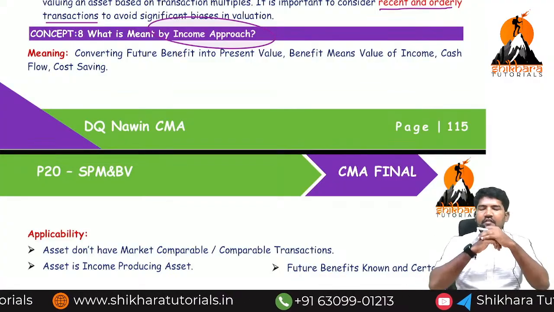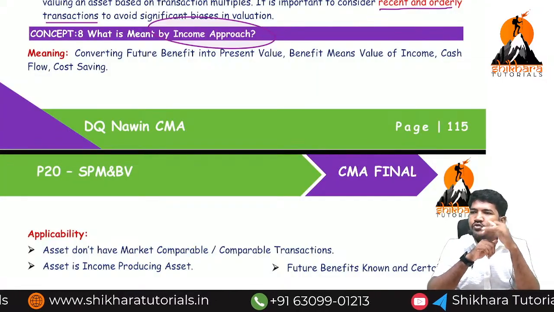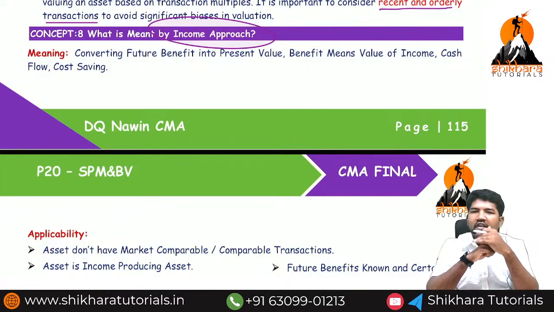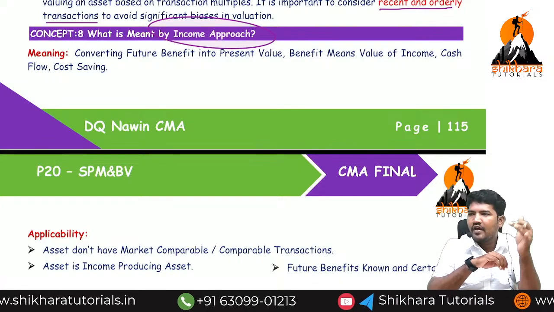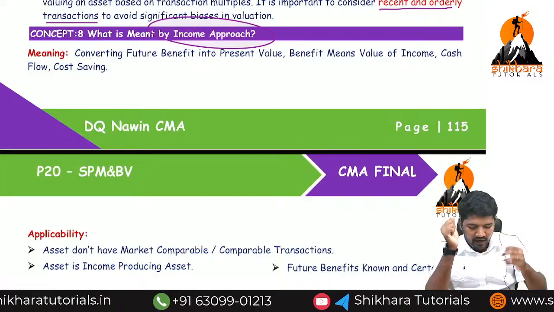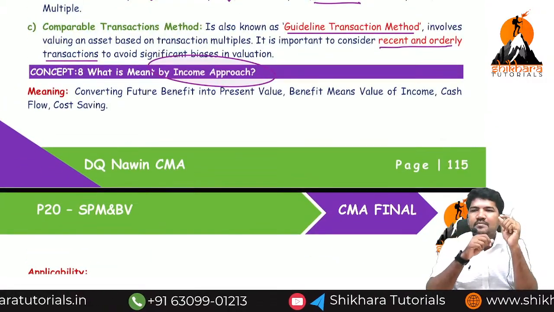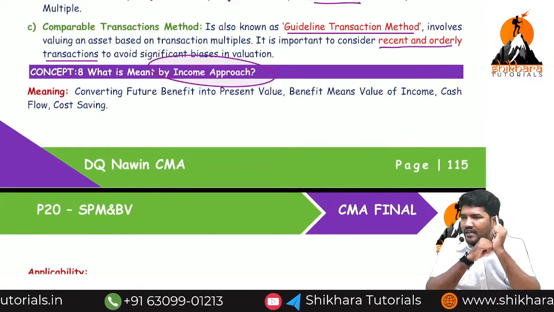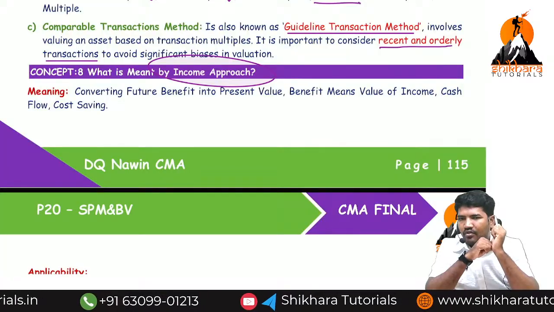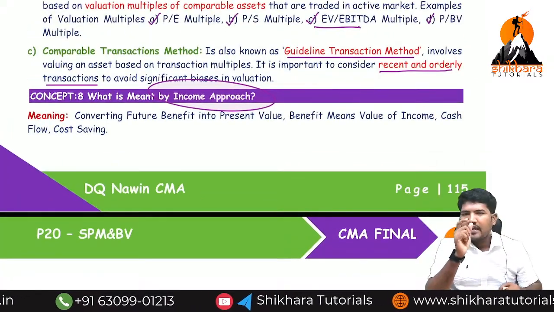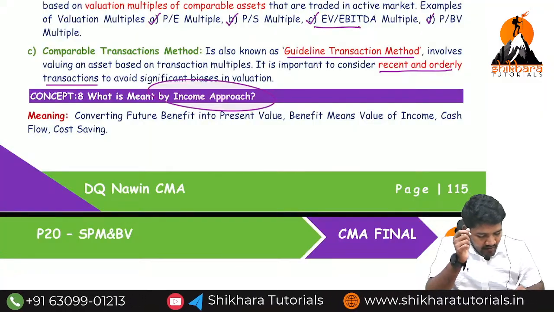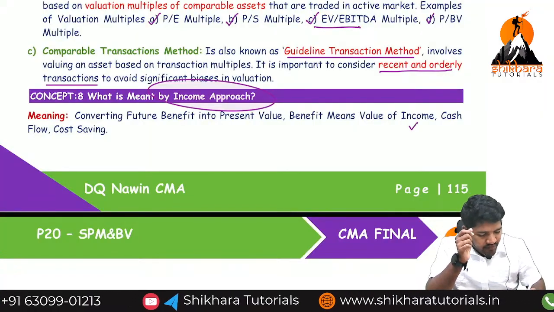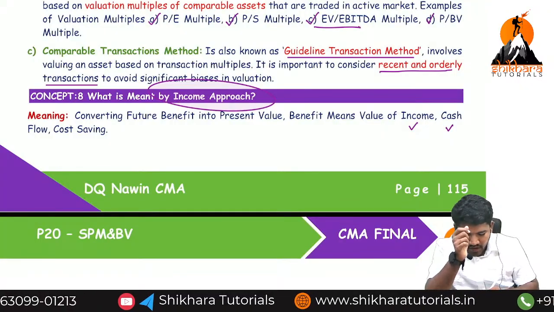Future economic benefit we are not using for today's valuation. Why? Because today's value is not the same as a future value. That's why we bring that future value to the present. That's why in the income approach we mostly use discounting. So the word we are using is benefit, future benefit. That benefit may be in the form of income, cash, or a cost saving.